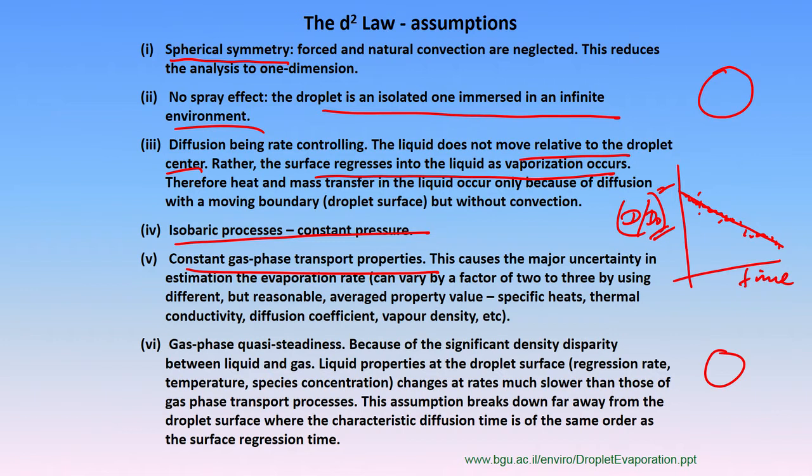The last point is very important. This is called the gas phase quasi steadiness. So, there is a significant density disparity between the liquid and the gas, right. It is of the order of 1000. In high pressure it can come down to about 100, right. So, the liquid properties at the droplet surface, that means the regression rate, temperature and species concentration, change at a rate which is much slower than those of the gas phase transport processes.